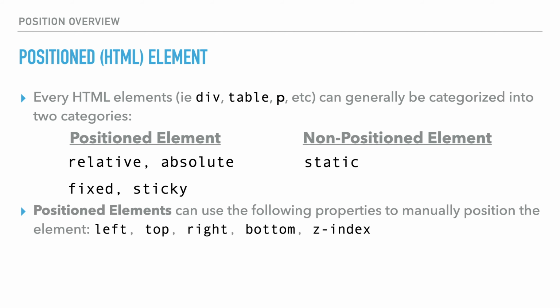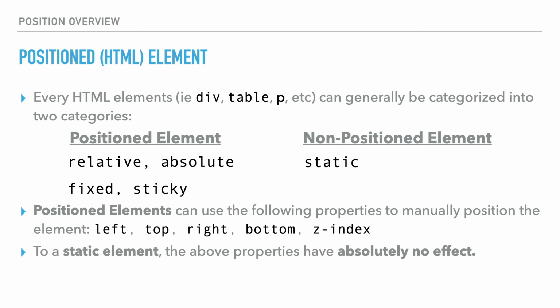First off, positioned elements, i.e. the elements using relative, absolute, fixed, or sticky position, they can use other position-based CSS properties, the left, the top, the right, bottom, and the z-index property. For an element whose type is static, these properties will have 0 effect. They will not do anything. Even if you put a left property on a statically typed element, it won't do anything. You can try using them, but nothing will change on the page.